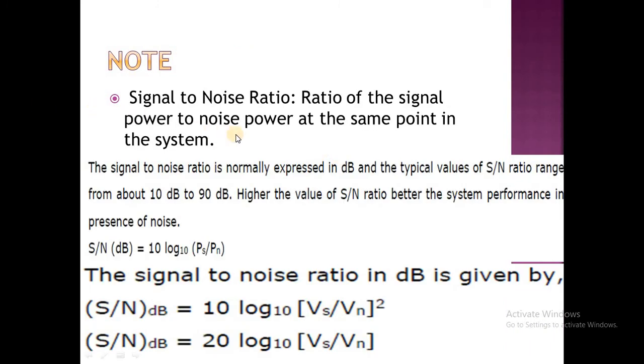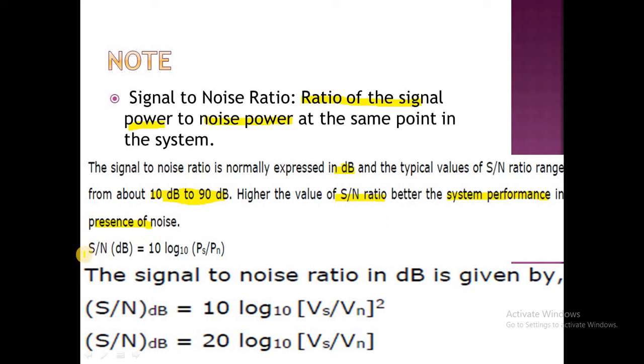And the next one, signal to noise ratio. The ratio of signal power to the noise power is called the signal to noise ratio. Generally, signal to noise ratio is expressed in dB, and the typical values of signal to noise ratio range from 10 dB to 90 dB. It is the typical value. The higher the S by N ratio, the better the system performance. Always a higher S by N ratio is preferable. Why? Because the system performance is better in the presence of noise.